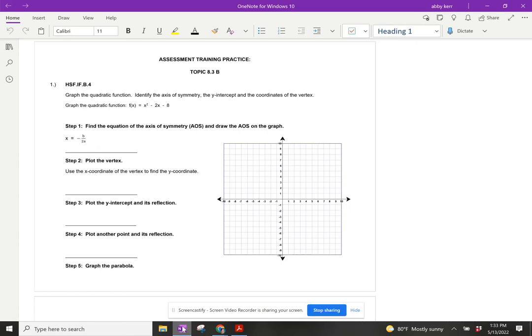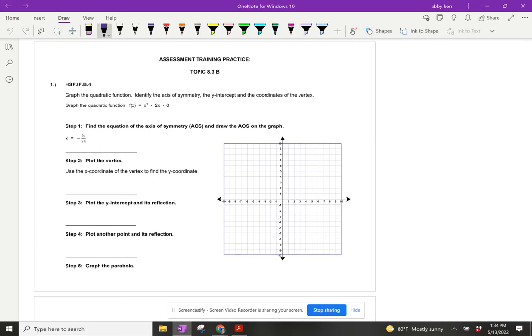All right, in this video, we are going to go over the topic 8.3 assessment training. So the first thing that you want to do when we're graphing is find the axis of symmetry, because that will show us the line of reflection.